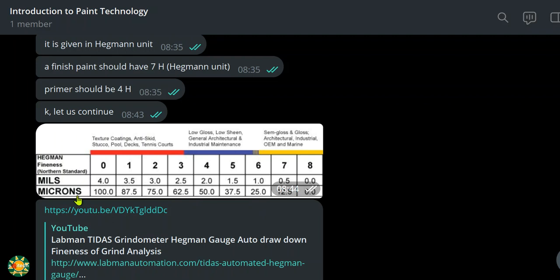And usually the pigments are available at 63 micron level, and it has to be reduced to 12.5, that is 7 Hegman unit. As I already told you, for primer it should be around 4, and for finish it should be around 7. Then for super glossy paints it can be greater than 7 also. So this is the way you have to measure the grinding.